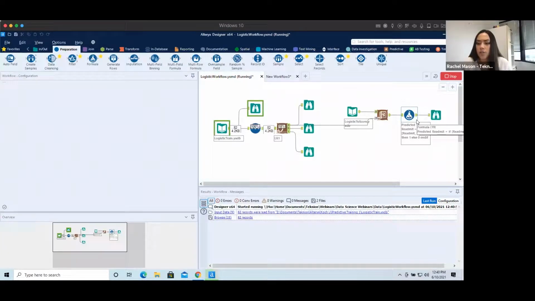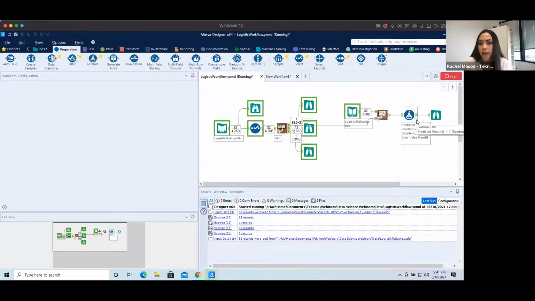One quick question, Kyle. Sure. If there's a difference between the probability and the Z value, which one is considered more significant?